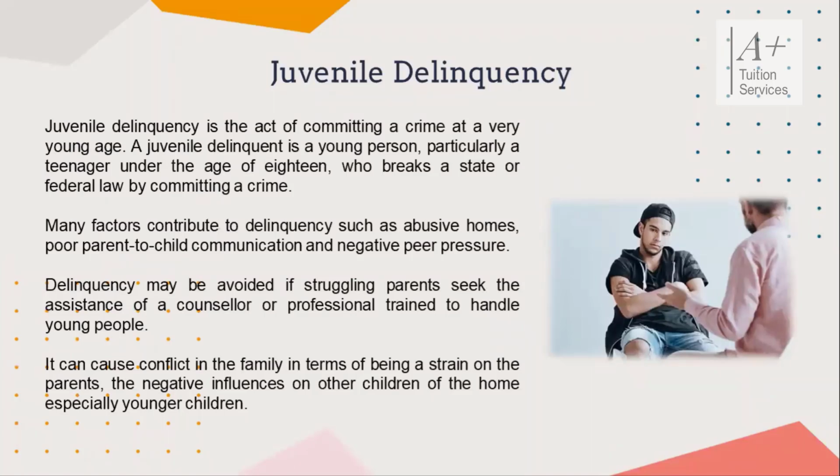First, we look at juvenile delinquency. Juvenile delinquency is the act of committing a crime at a very young age. So when they say a very young age, it is usually before a person reaches adulthood, right? A juvenile delinquent is a young person, particularly a teenager, under the age of 18, who breaks a state or federal law by committing a crime.